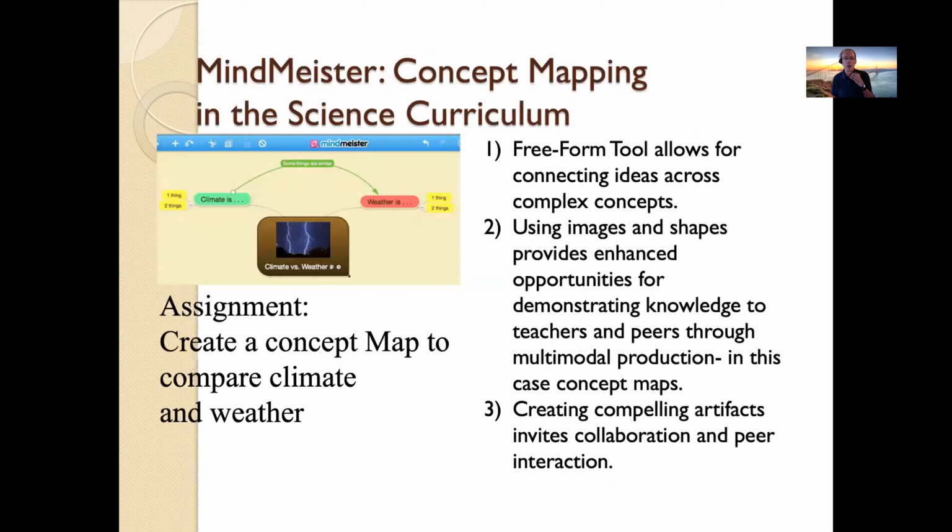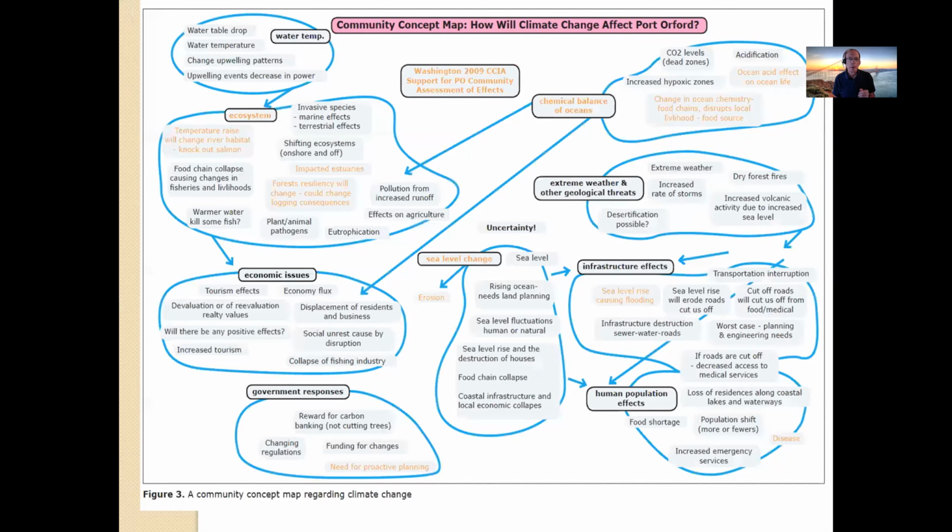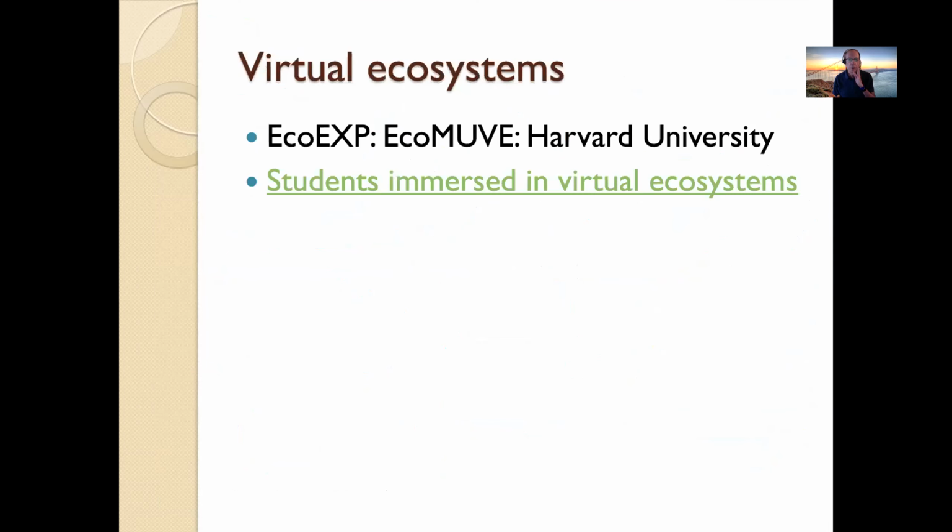I think another useful set of tools have to do with concept mapping, where students create maps about climate change. And here, for example, the difference between weather on the left and climate on the right, which is a really important distinction for students to understand. And here's another map that was created with the different aspects of climate change.